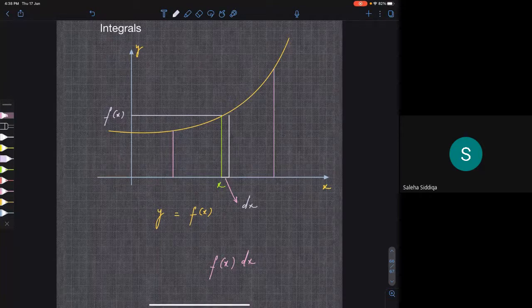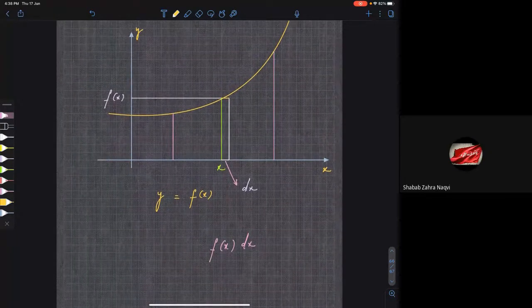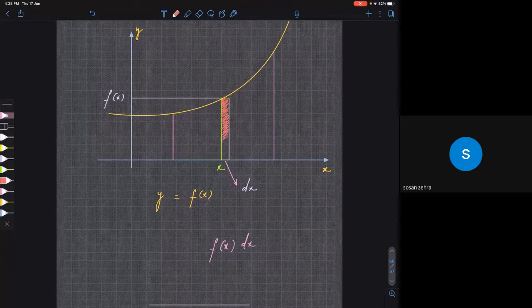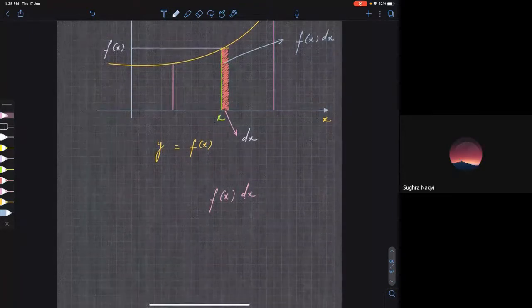Now tell me, what is f of x into dx? It is the area of this rectangle. Why? Because the length of this rectangle is f of x and the breadth is dx. So the area of this rectangle is f of x into dx. Do you agree? Yes, sir.